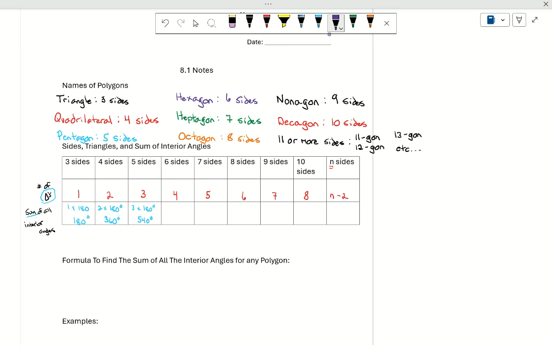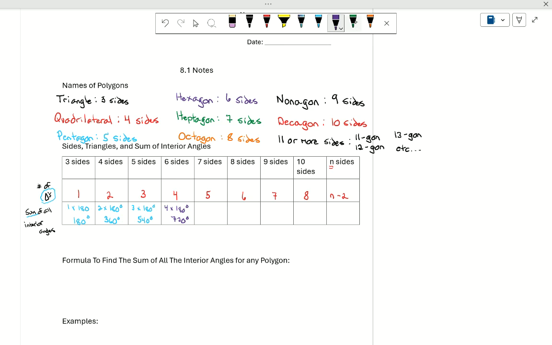Okay, six sides. That means we have a hexagon. We were able to make four triangles inside that six-sided shape. Four triangles times 180 degrees is equal to 720 degrees. So that means that when you have a six-sided shape, a hexagon, all the angles inside that six-sided shape will have a sum of 720 degrees.